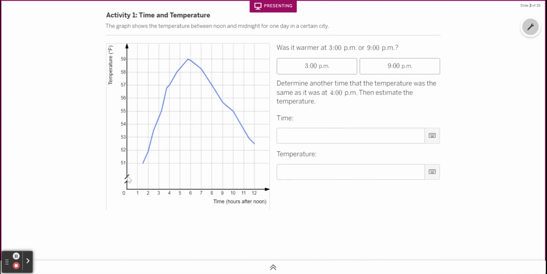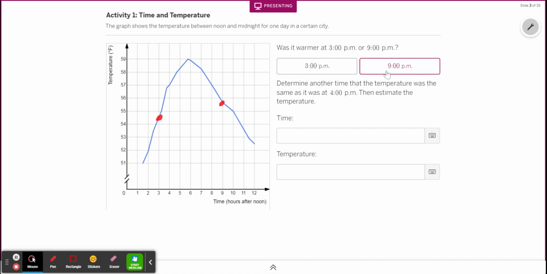Okay, activity 1 again, same graph. Which is warmer, at 3 p.m. or at 9 p.m.? So when we look at these, we have to look at the times. So I have 3 p.m. over here. I go up. There's my temperature for 3 p.m. And there's my temperature for 9 p.m. Well, which one is actually higher? Okay, well, the 9 p.m.